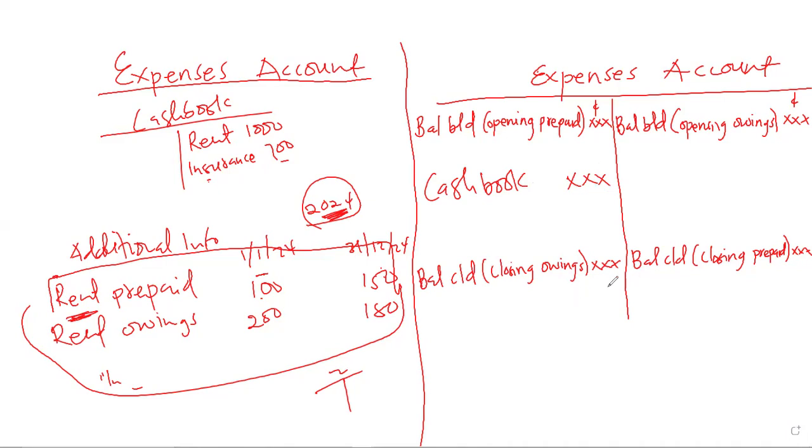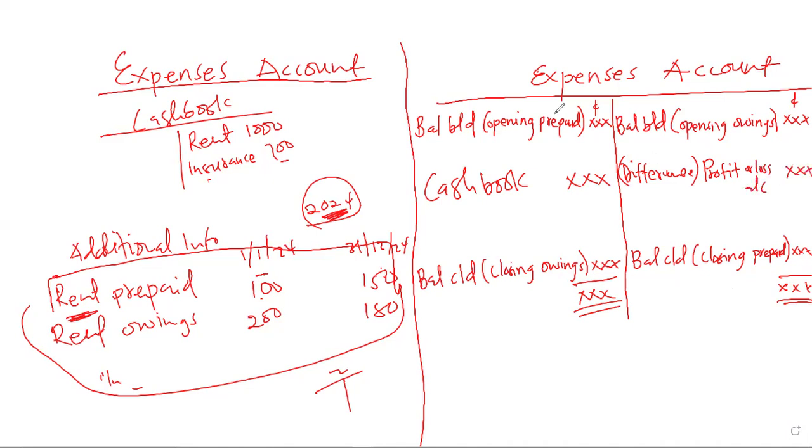When you balance it, you mostly find your difference on the credit side. That difference is what will go to the P&L account as the exact amount for that expense for that particular period. That difference is what will go to the profit or loss account.